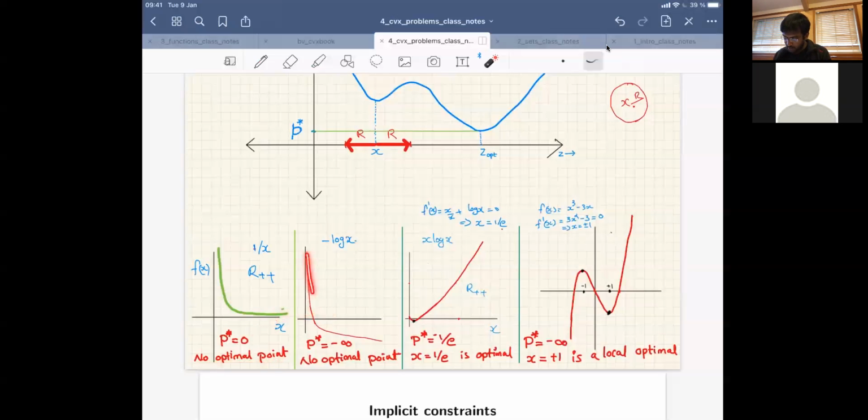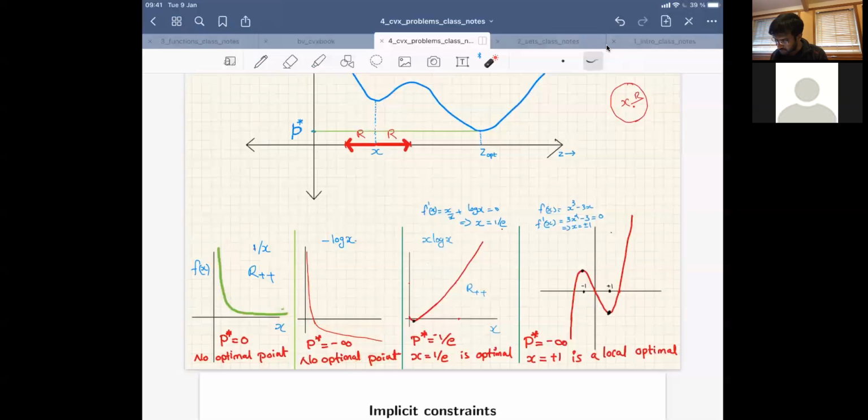Next is minus log x. This is unbounded below, right? There is no bound below. So what will be the optimal value of the function? Minus infinity, and optimal point, no. The optimal value is the value of the function which is minimized, and the optimal point is the value of x at which this is achieved. So there is no point here.